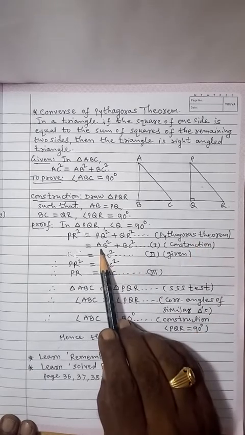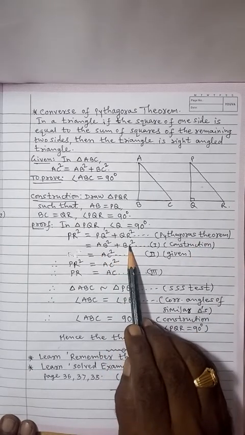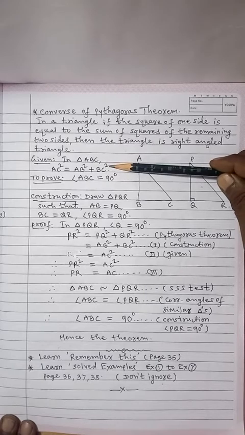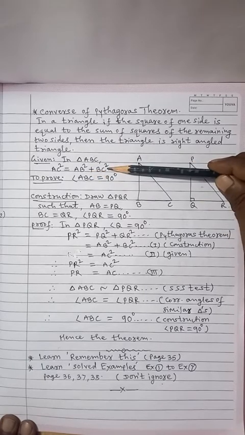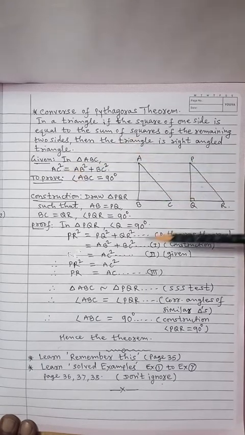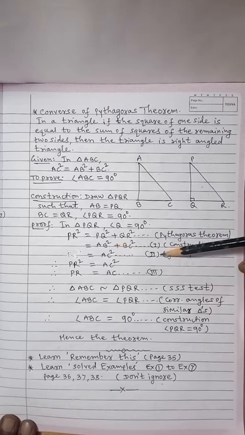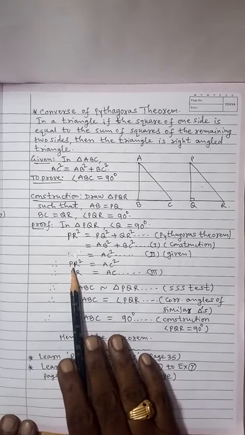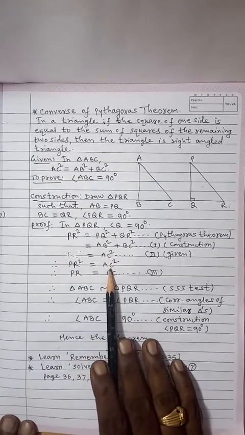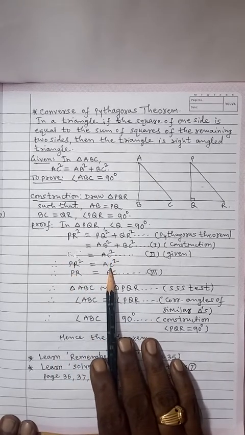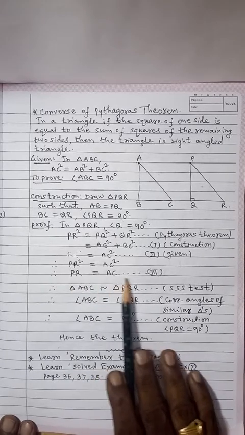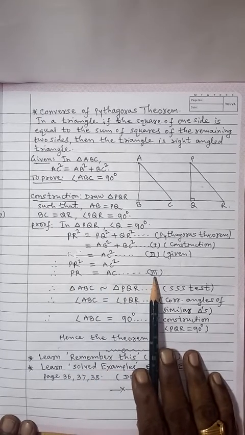But AB square plus BC square is equal to AC square. This is given. Are you getting? AB square plus BC square is equal to AC square. Okay, this is from given, result number 2. So we are having PR square is equal to AC square. Take the square root, we get PR is equal to AC. This is result number 3.